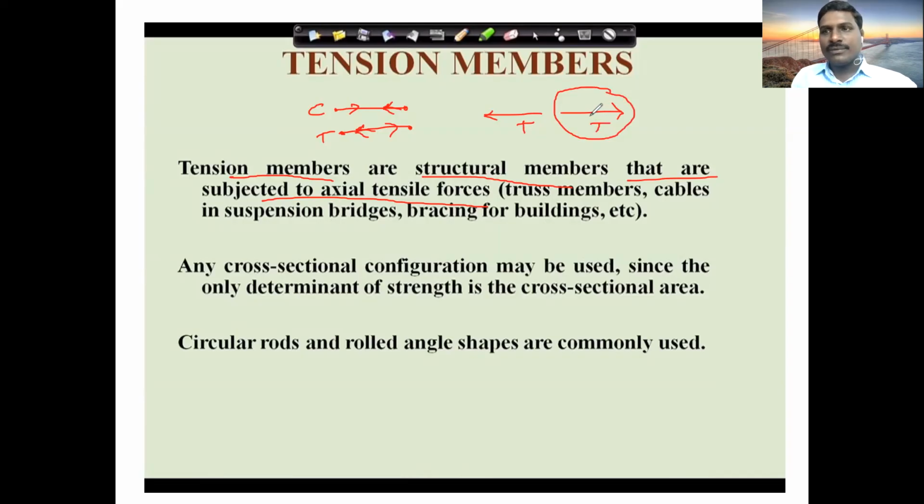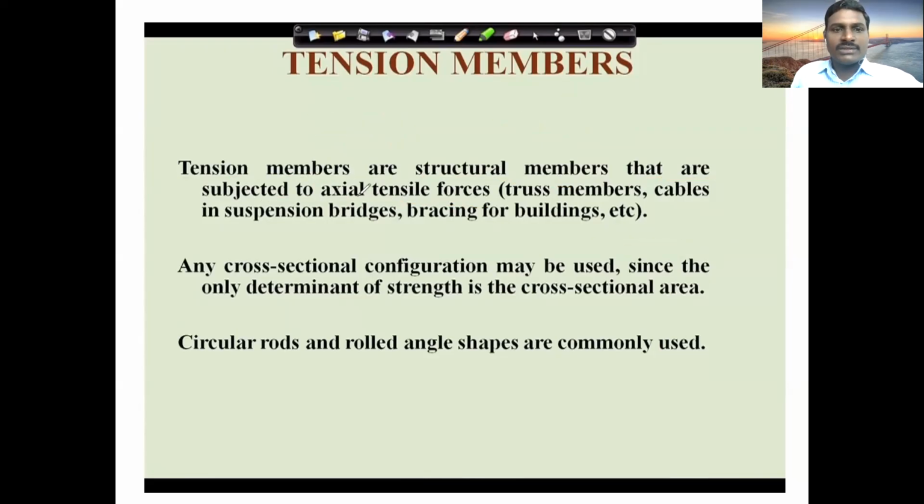Force is applied on that member, and due to this force your member is elongating. Axial tension is elongating your member. This is the original member. If we apply the force in two directions, the elongation of that member increases. So this is the tensile nature.